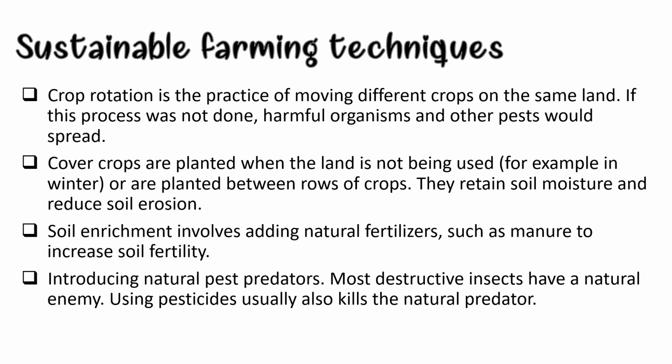Soil enrichment involves adding natural fertilizers such as manure to increase soil fertility. Introducing natural pest predators. Most destructive insects have a natural enemy. Using pesticides usually also kills the natural predator.